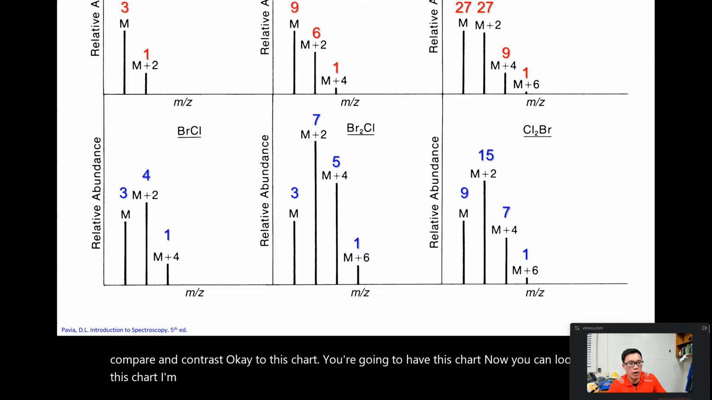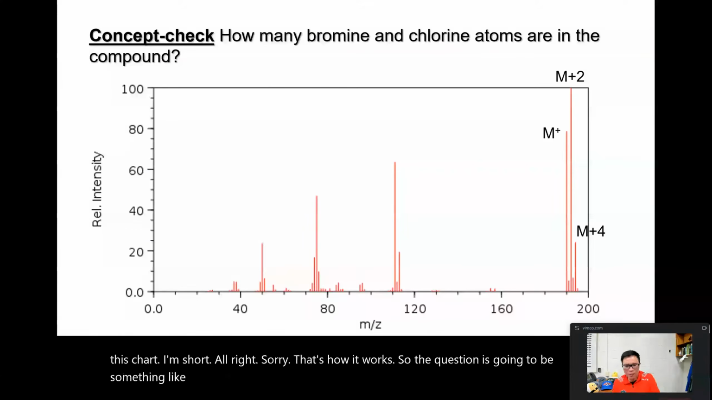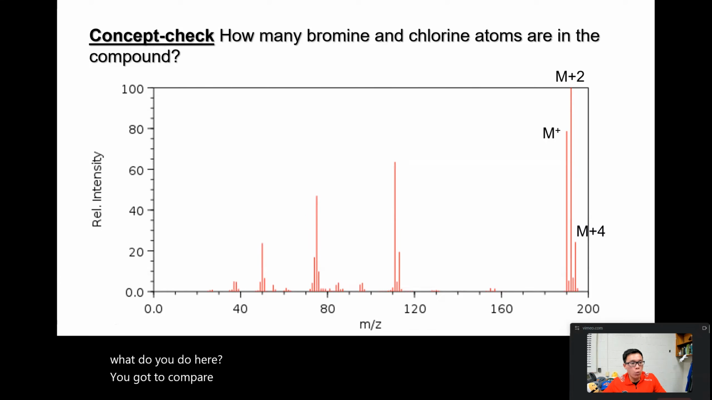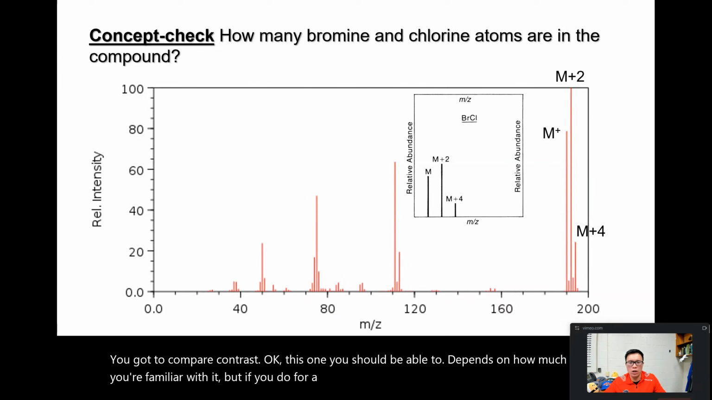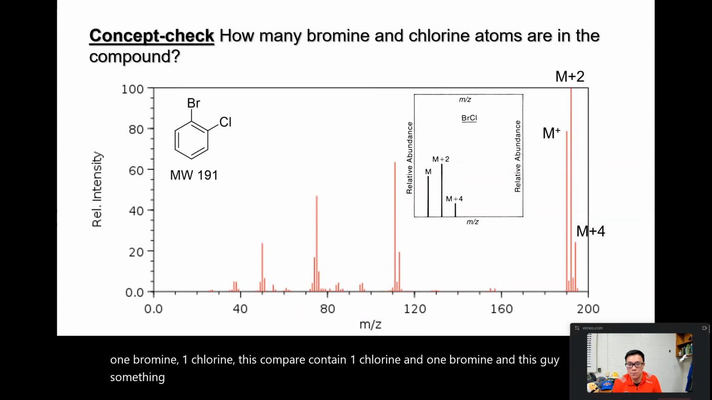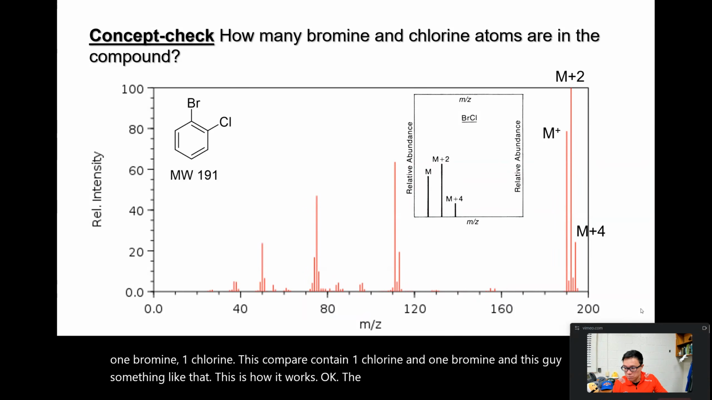All right, so here's how it works. The question is gonna be something like this: if you have this mass spectrum, how many bromine and chlorines are there in this compound? The peaks are labeled clearly: M+ peak, M+2, and M+4. Now, what do you do here? Well, you gotta compare and contrast. Depends on how familiar you are with it, but if you do it for a while, you'll know that, okay, this looks like this one. So 1 bromine, 1 chlorine. This compound contains 1 chlorine and 1 bromine. This is how it works. The rest is gonna be go practice this. Practice makes perfect.